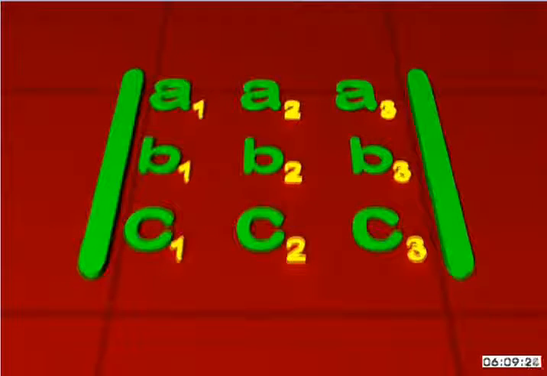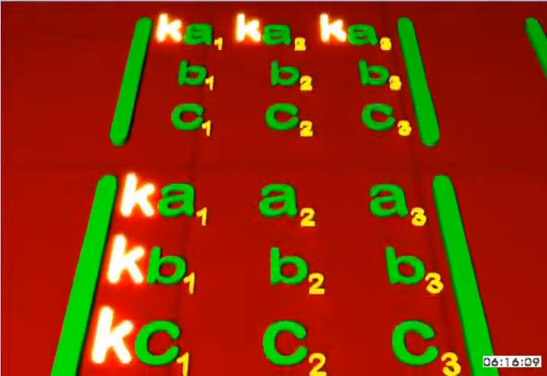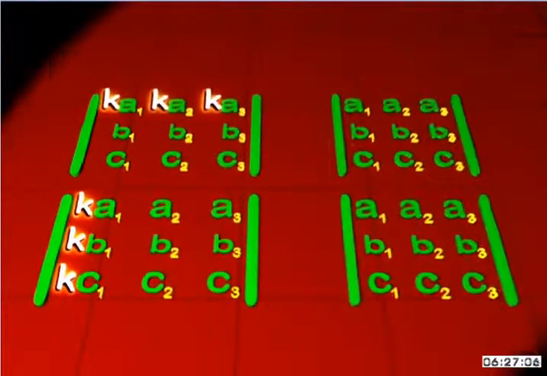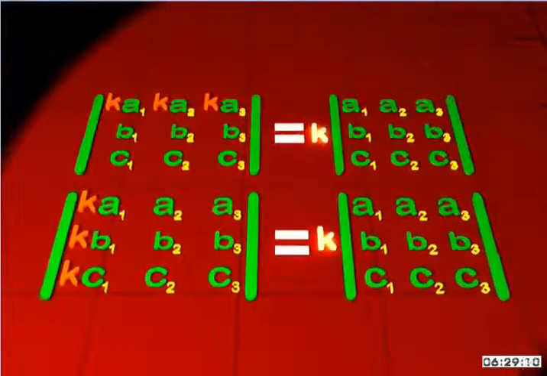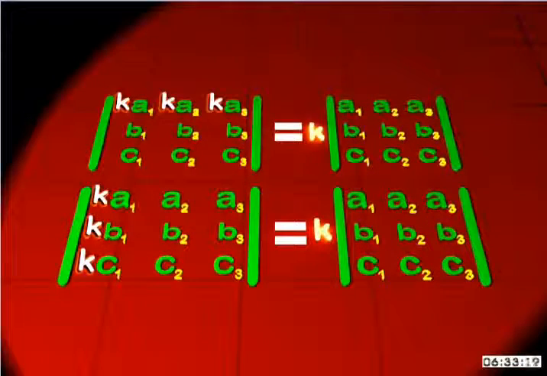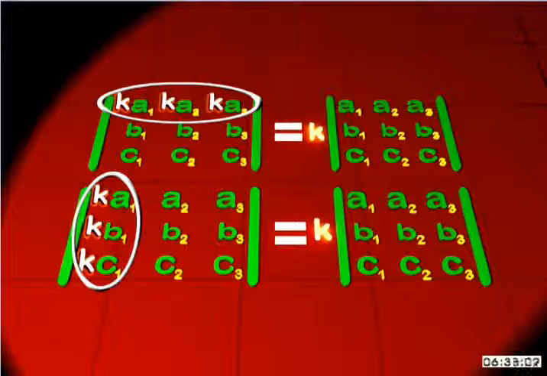Third property. This property states that if each element of a row or a column of a determinant is multiplied by a constant k, then its value gets multiplied by k. This property helps you to conclude that a common factor of all elements of any row or any column can be placed before the determinant.